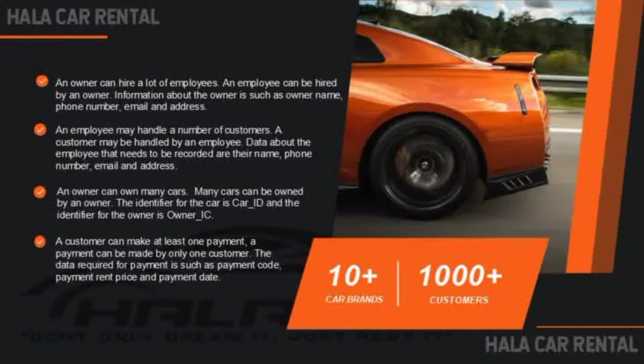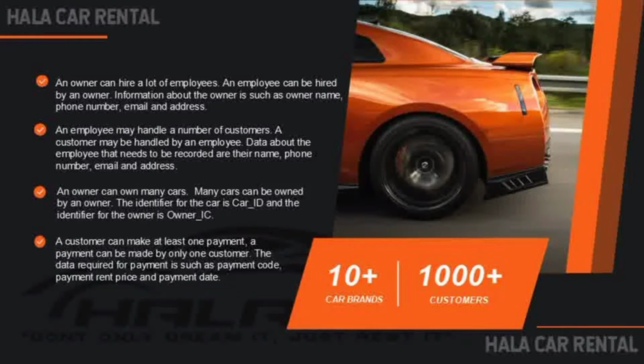Point number 5. An owner can own many cars. Many cars can be owned by an owner. The identifier for this car is car ID, and the identifier for the owner is owner IC. The relationship for this statement is owner and car, and the relationship between them is one-to-many.